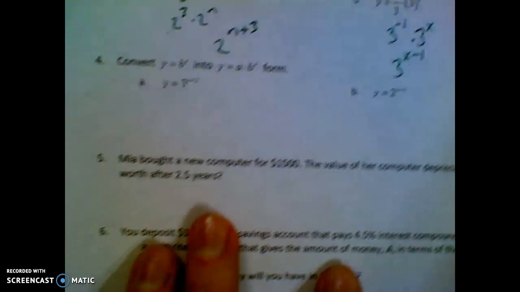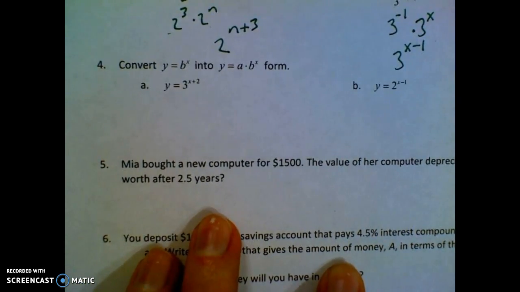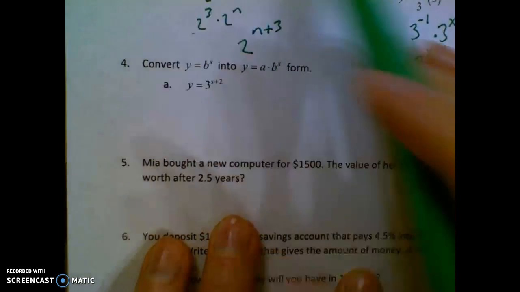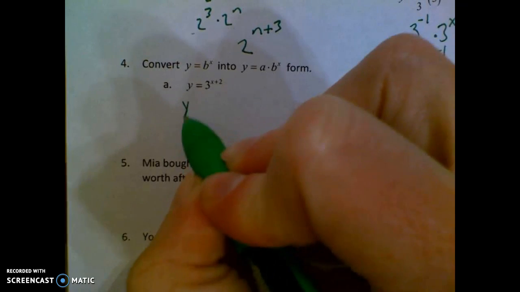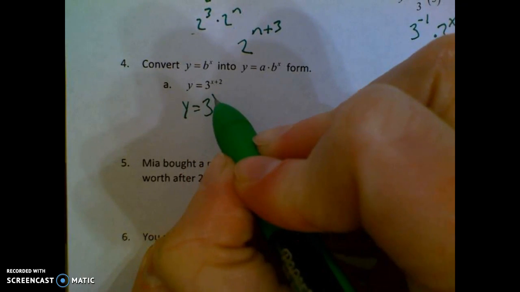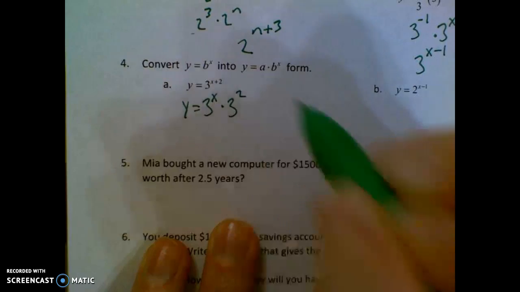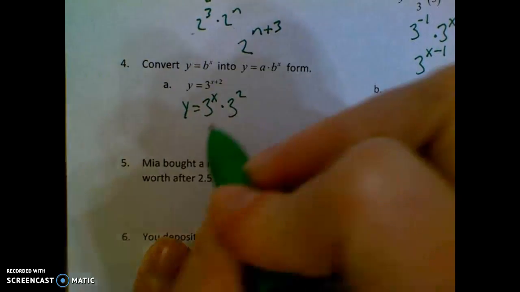All right, so for question 4, we're working backwards. And it's kind of like what we just did on question 2. So just break this guy apart. This is going to be y equals 3x times 3 to the 2nd. And then 3 to the 2nd is 9.